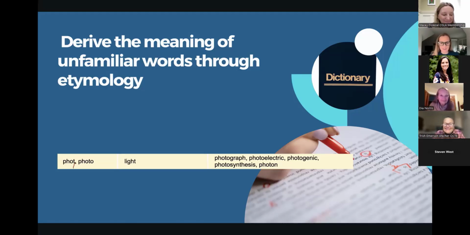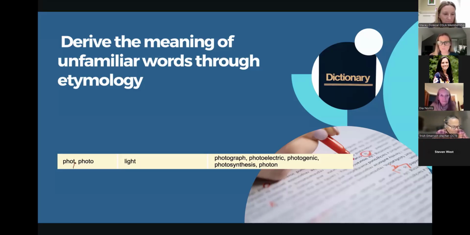But I think, again, back to the subject matter crossover. Let's look at light. Photograph, everyone knows that word. They might be taking an art class, right? Photoelectric, photogenic. Photosynthesis is something they're going to learn in biology class, and a photon is something that they're going to learn in physics. So knowing that these words have the prefix meaning light.